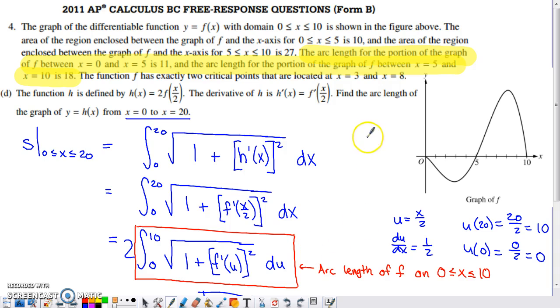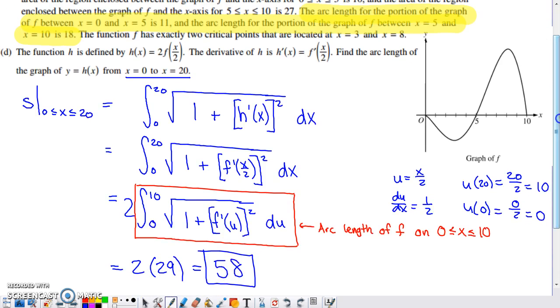You know the curve length from 0 to 10 of f is going to be 11 from 0 to 5 plus 18 more the rest of the way from 5 to 10. So the total curve length is going to be 11 plus 18, or 29. We just can't forget about this 2 that snuck in because of the substitution that we attempted to do there. So kind of sneaky, but that's how you would handle Part D.